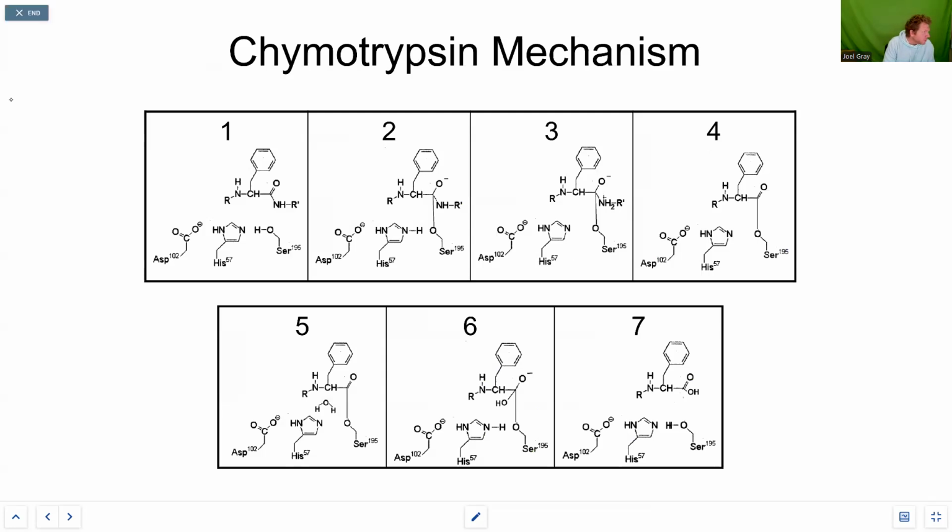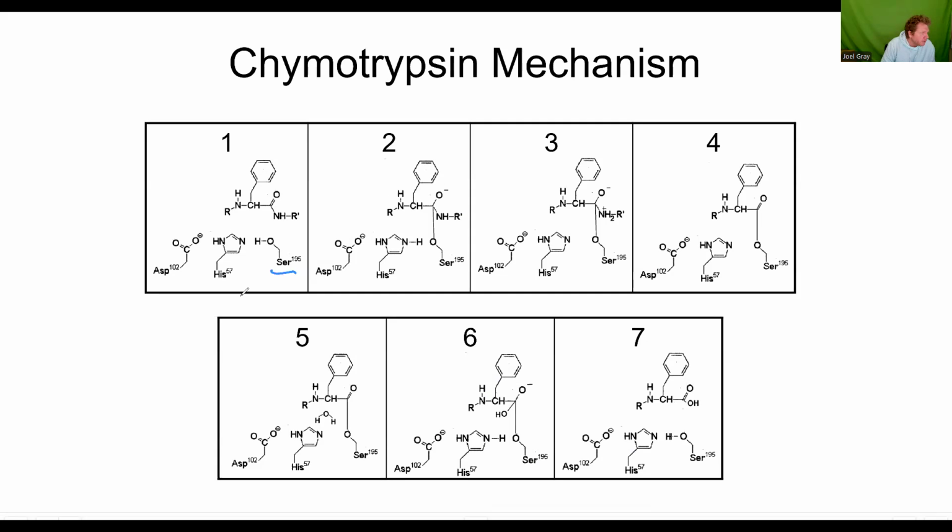So here's our residues: serine, histidine, aspartate. Here's our substrate right up here. Our substrate is a peptide because remember, we're talking about a protease. Whenever we look at a peptide, it's always important to identify the bond that is actually being broken. So N, C, C, N. Where's our peptide bond? It's right here. That's the bond we're looking to break.